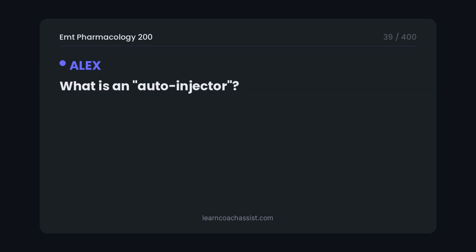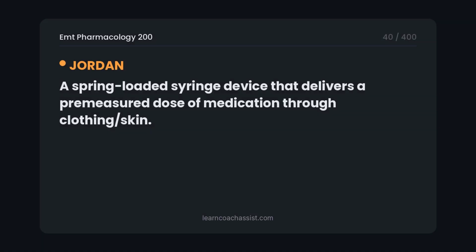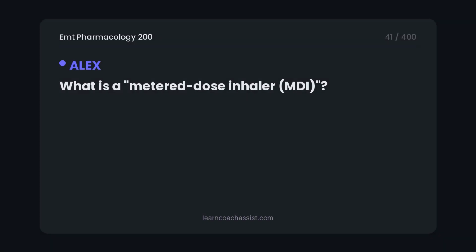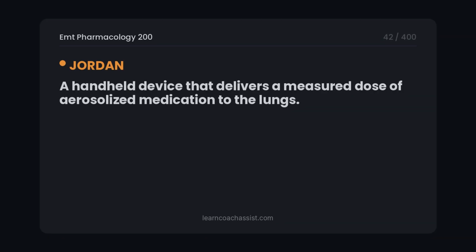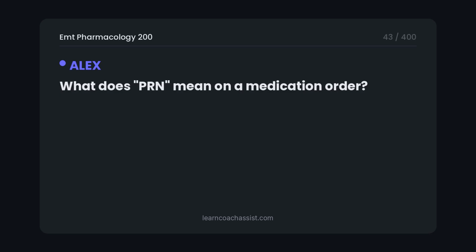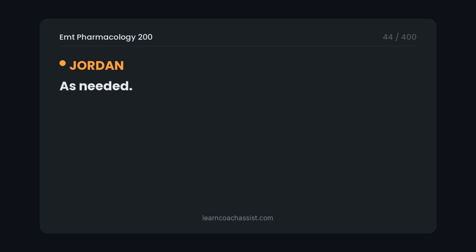What is an autoinjector? A spring-loaded syringe device that delivers a pre-measured dose of medication through clothing/skin. What is a metered dose inhaler, MDI? A handheld device that delivers a measured dose of aerosolized medication to the lungs. What does PRN mean on a medication order? As needed. What does NKDA stand for?